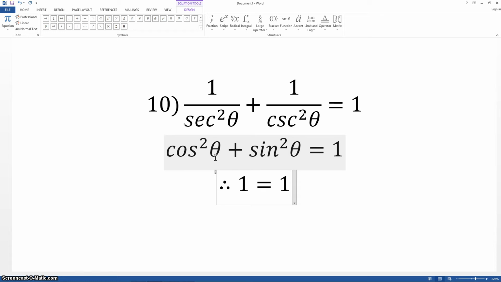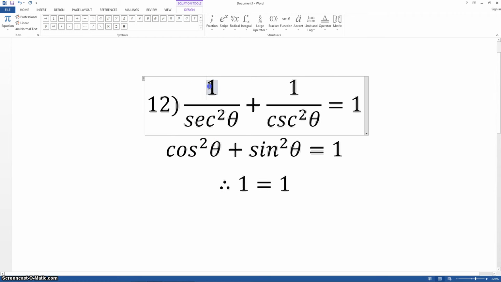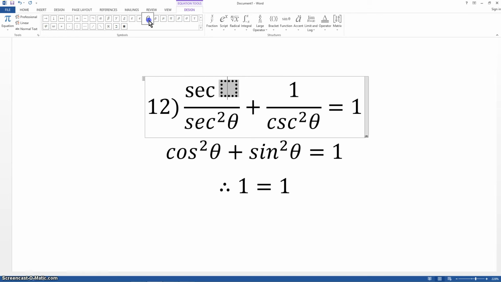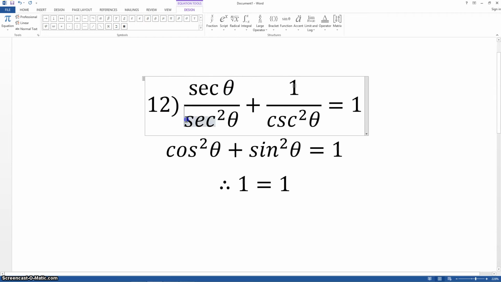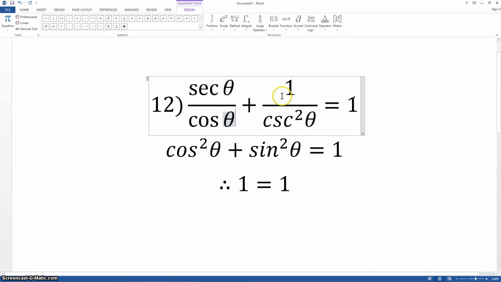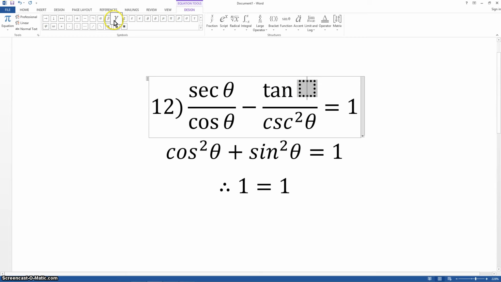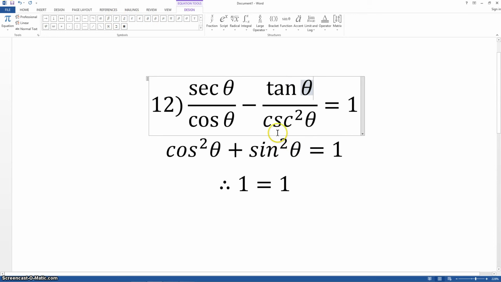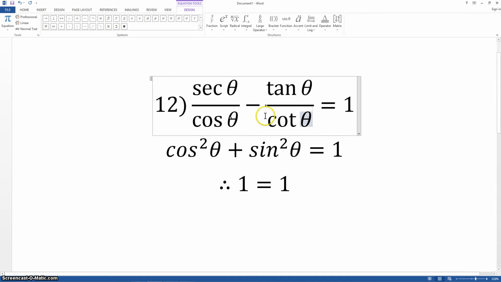All right, let's look at number 12 and see what we can do there. All right, number 12, I'm going to go ahead and type it up here. So I have secant of theta over cosine of theta, and minus tangent of theta over cotangent of theta. And that's equal to 1.